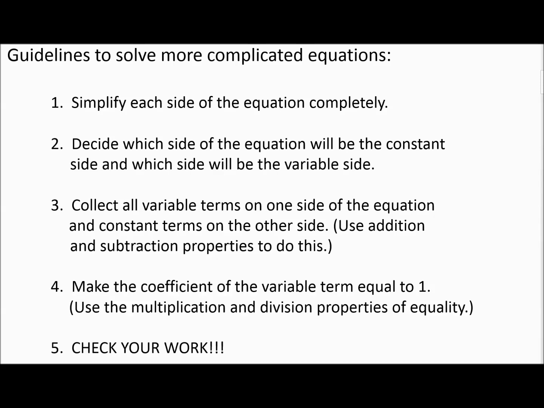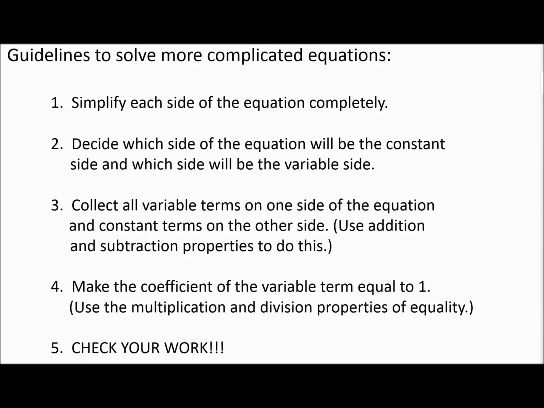So the last two videos you probably watched, we learned about adding and subtracting properties of equality and then multiplying and dividing properties of equality. Well, we want to combine those ideas together to solve two-step equations and even larger equations, and we need some guidelines to do that. First, you want to simplify each side of the equation completely. So look at it as two independent algebraic expressions. Make sure the left side's completely simplified and the right side is completely simplified.